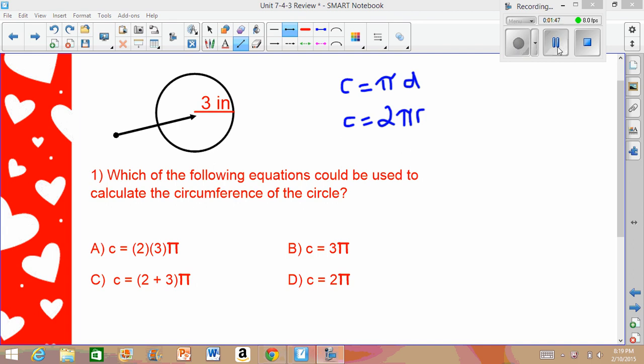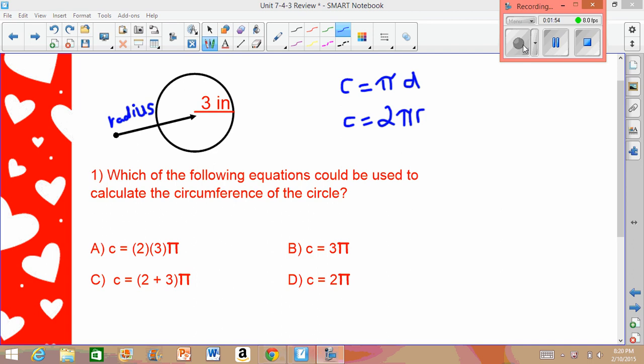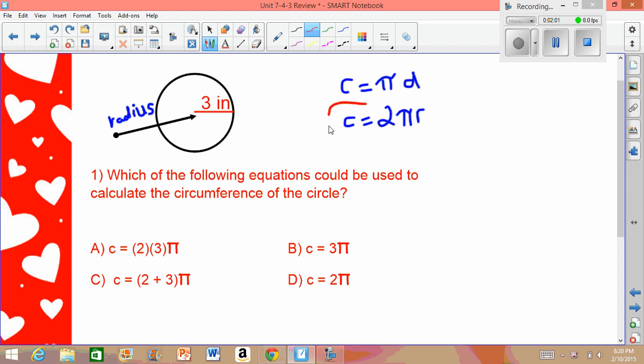Remember that a radius goes halfway across the circle and a diameter goes all the way across the circle. So that means we are going to be using the formula that involves radius. So we're going to use this formula right here. Okay. So now all we're going to do is substitute some numbers in and see which one of the equations matches our answer choices. So the 2 is going to stay the same. Pi, if we look at our answer choices, pi stayed the same.